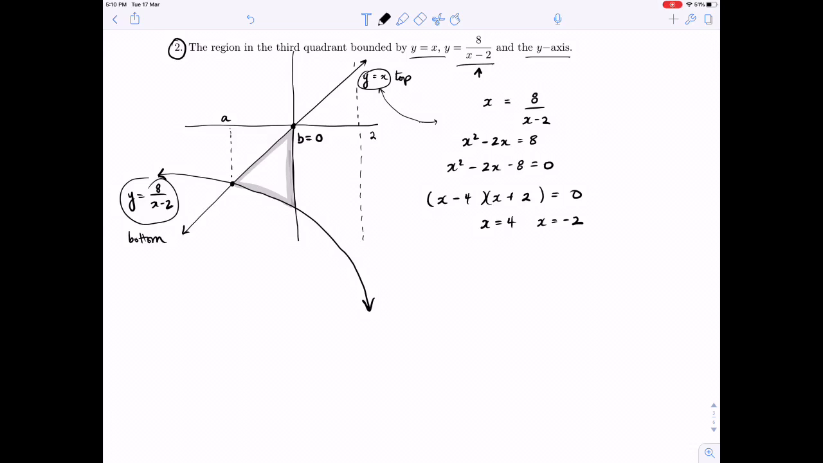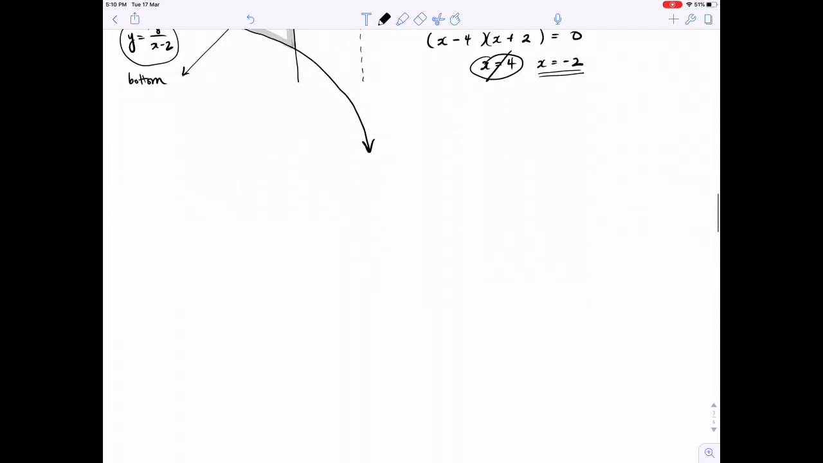X equals 4 is the solution that would be, well, somewhere over in the first quadrant, right? Somewhere over here. That's not what we're looking for. So we want the solution that is in the third quadrant, x is equal to minus 2, so there is our a value. So we're going to do the exact same thing that we did in the last problem. We're going to look at the area by using the formula, the area from a to b of the top function minus the bottom function of x dx.